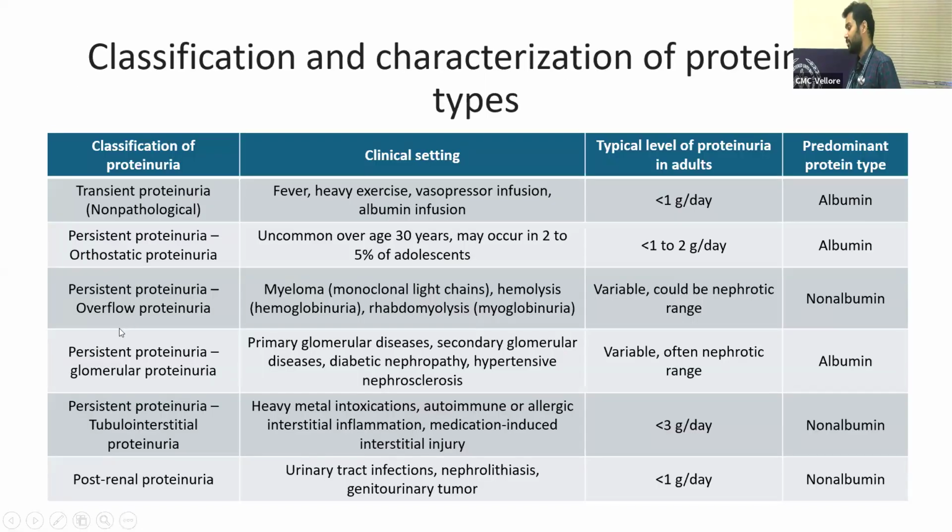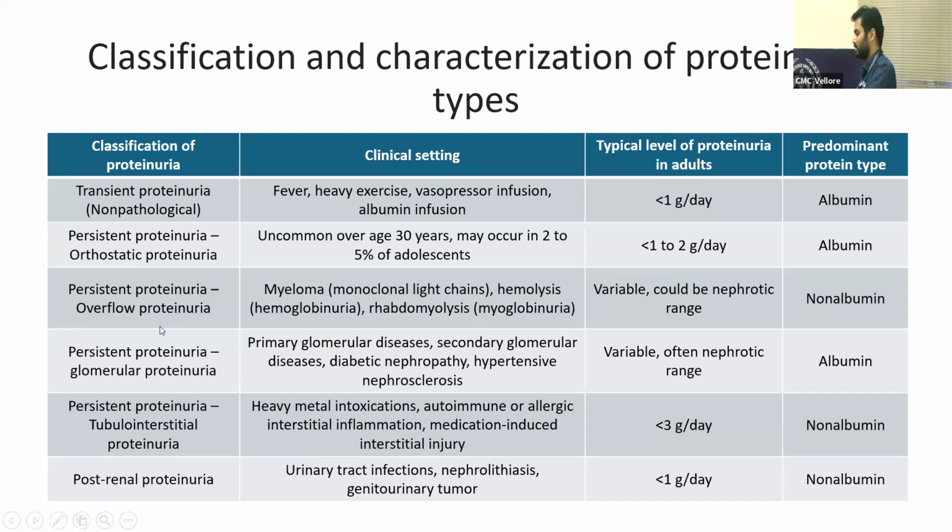And then persistent proteinuria. The first is overflow proteinuria. Overflow proteinuria is mainly due to excretion of non-albumin proteins, like in myeloma, hemolysis, hemoglobinuria, myoglobinuria. Mostly it is subnephrotic. Sometimes in case of myeloma it can be more than 20 grams, but it is non-albumin.